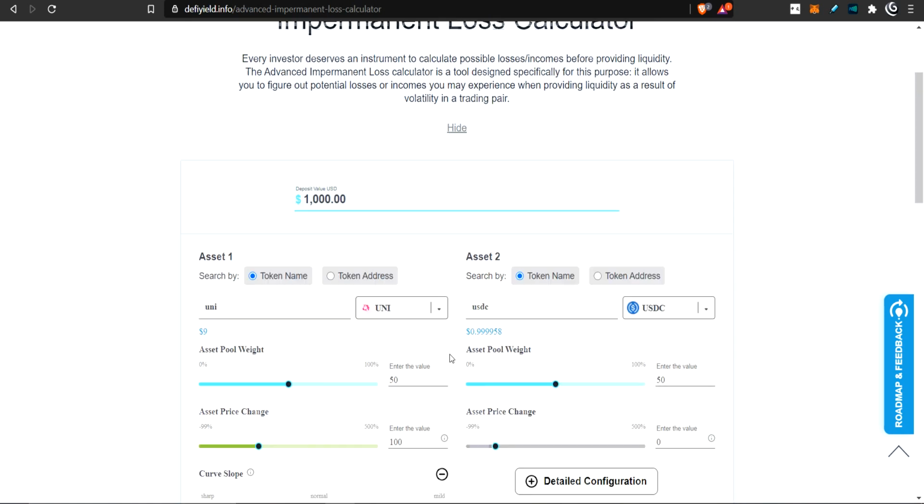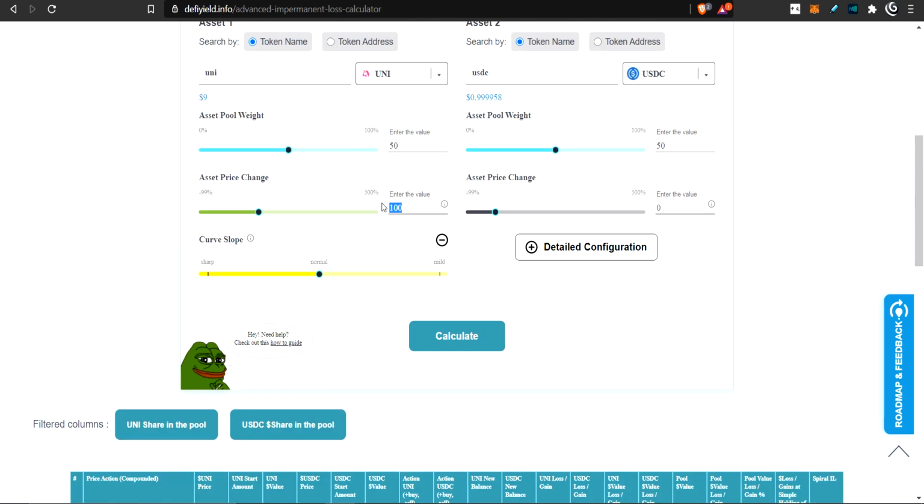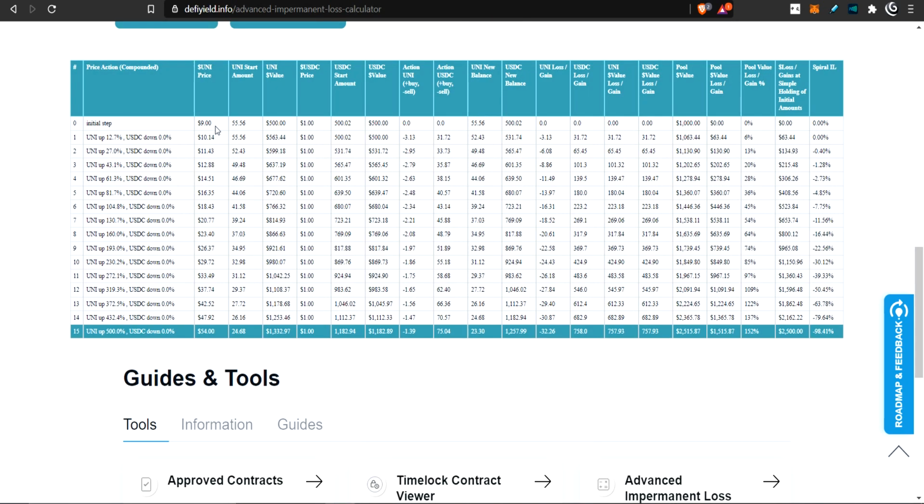Let's play with the numbers a little bit more, okay? Let's say you go up 500%, which is quite a bit, but let's just see what happens. So we go from $9 all the way to $54, which is not completely unlikely in cryptocurrencies. And here we have a huge loss of 98%.